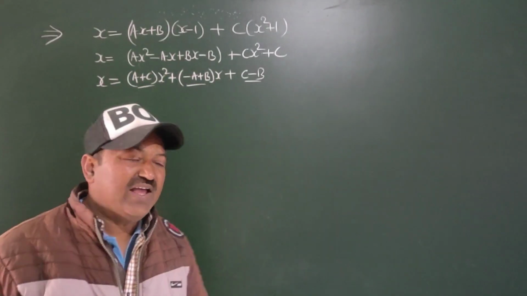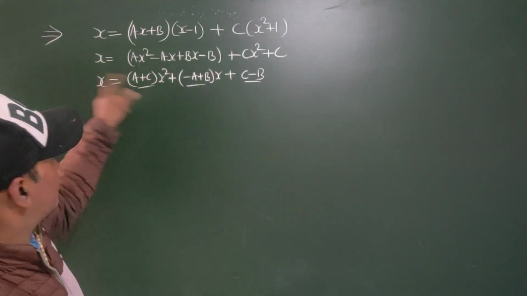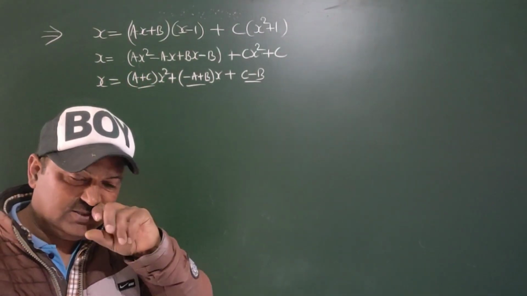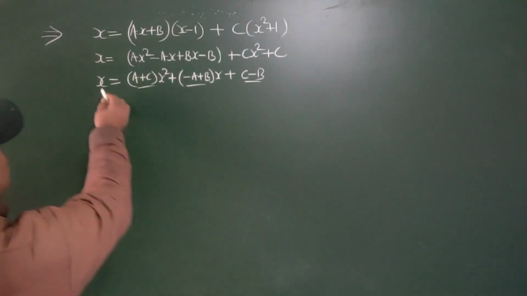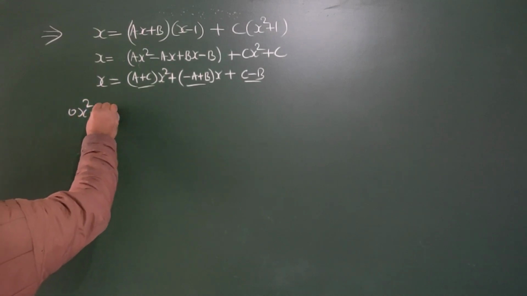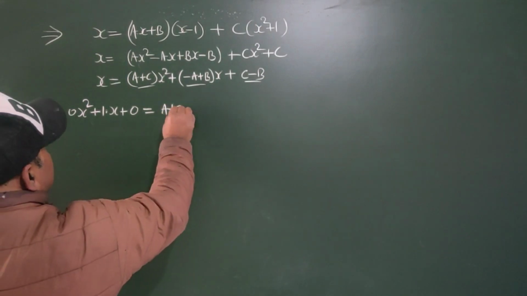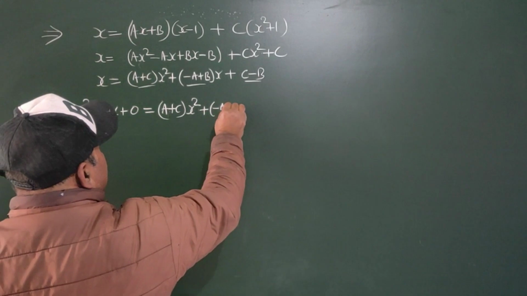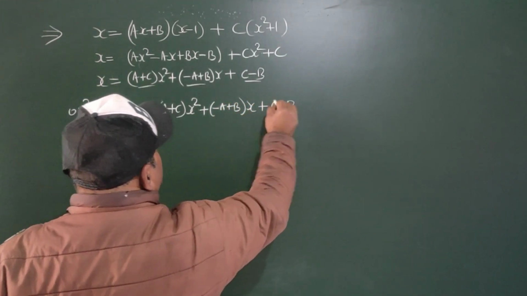In order to find the value of a, we have to compare the coefficient of x square on both sides. On the left hand side, there are no terms containing x square. Hence, it can be written as 0 into x square plus 1 into x plus 0 is equal to a plus c into x square plus minus a plus b into x plus c minus b.